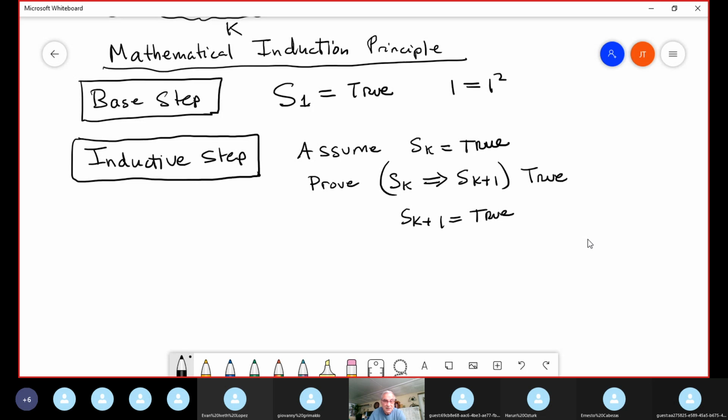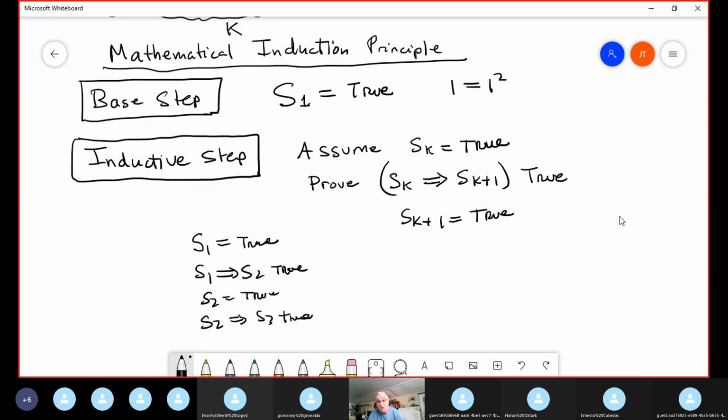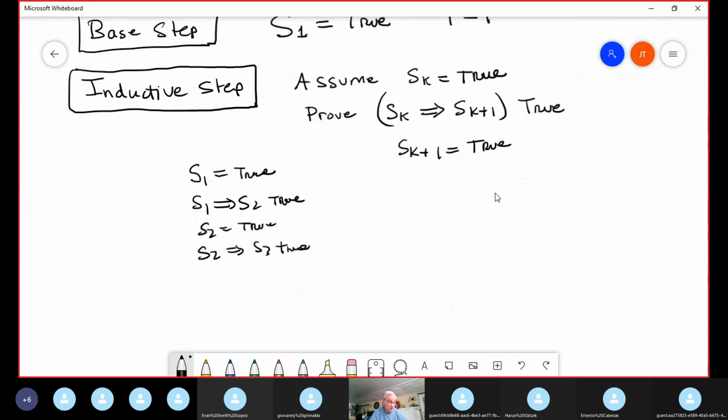So basically, the idea behind is that you assume that the first one is true. Now, if S1 is true and implies S2 is true, then S2 is true. And it continues forever: S2 implies S3 is true and so on. This is the idea behind. Okay, and this is the theoretical part. Now let me show how you implement this idea in the motivating example.